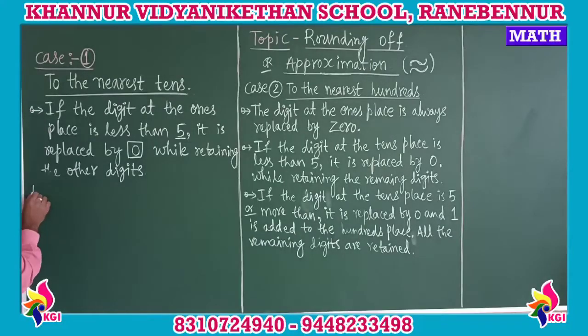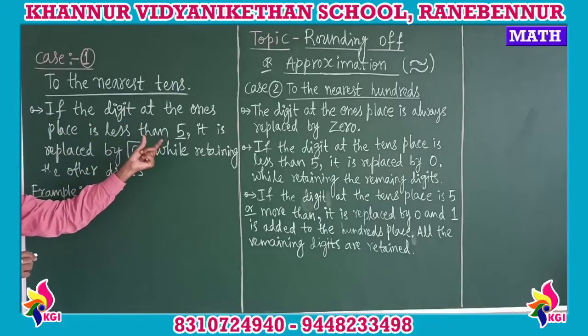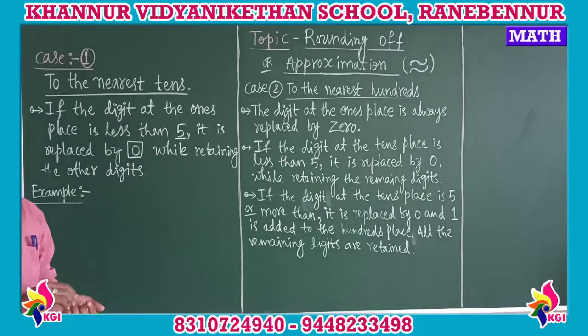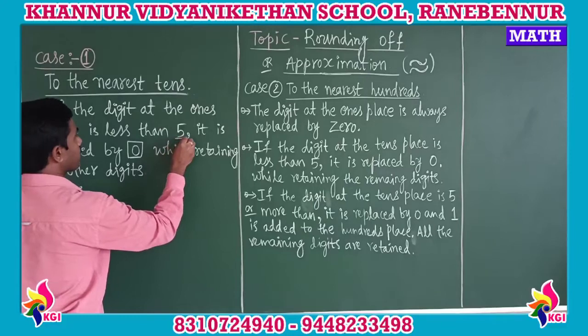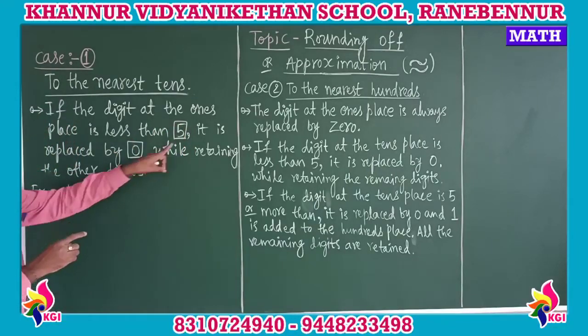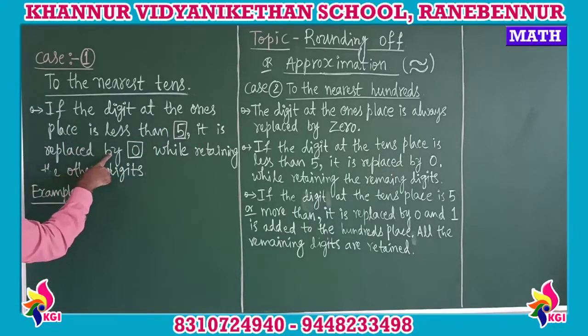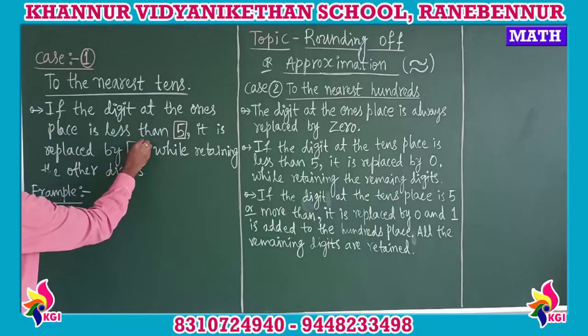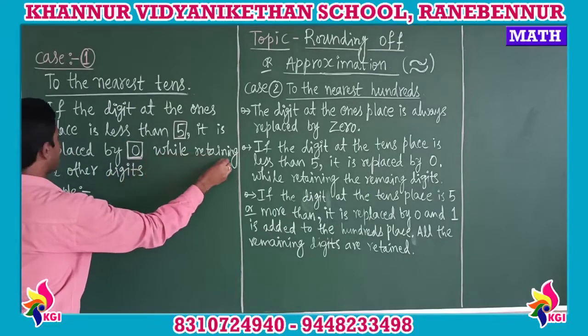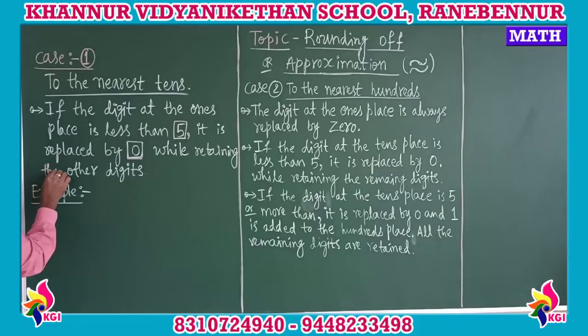I am coming with one example here. My dear kids, the condition is that if the digit at the ones place is less than 5, it is replaced by 0 while retaining the other digits.